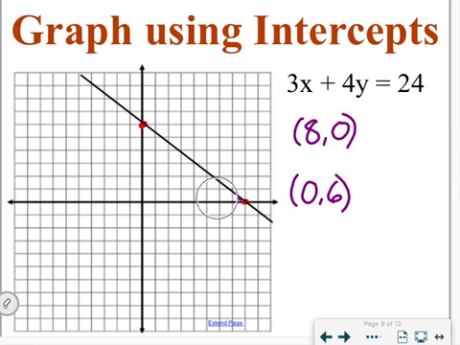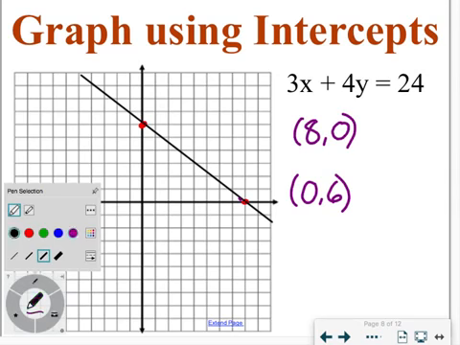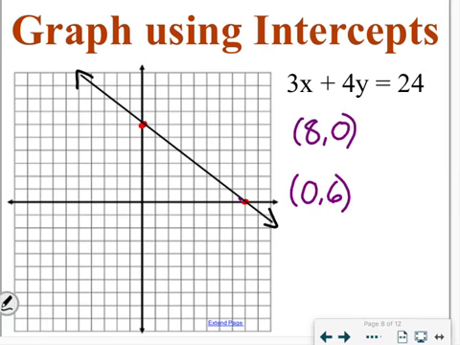And the other thing that you need to do with your line is make sure that you have arrows on the end to indicate that it's a line and it keeps going on forever and ever, even though we can only see this part on our graph.